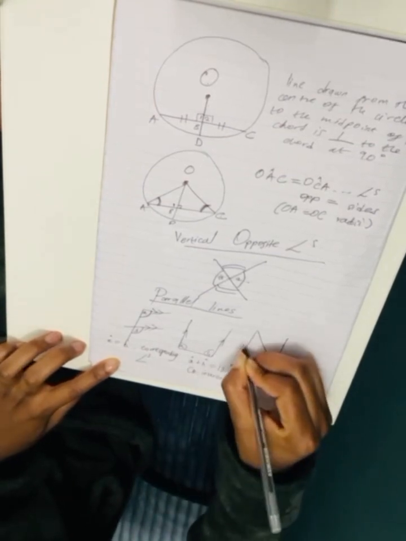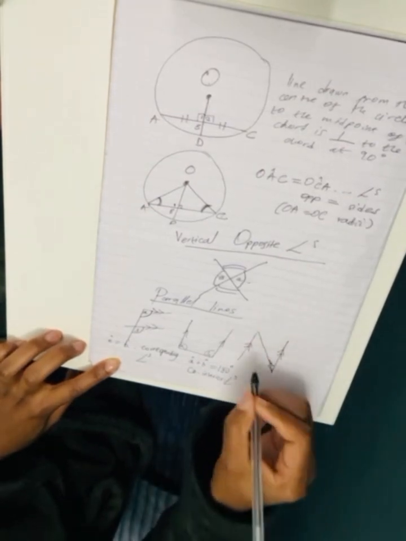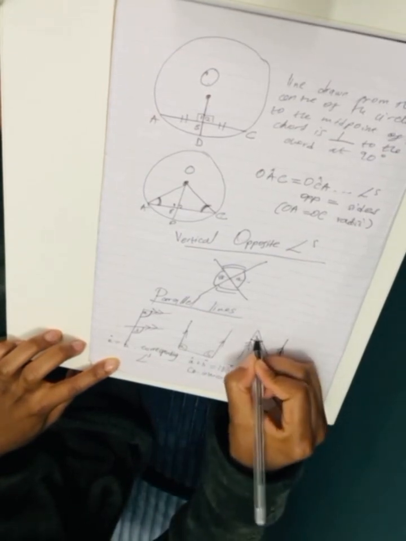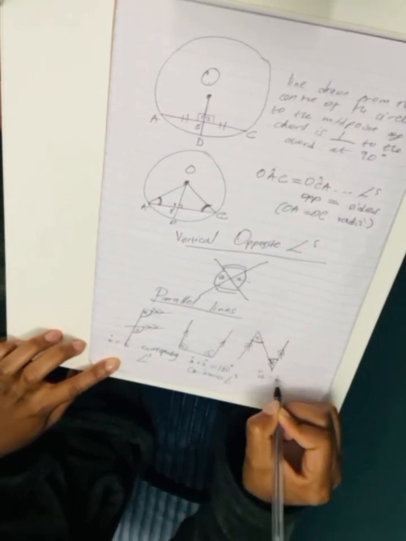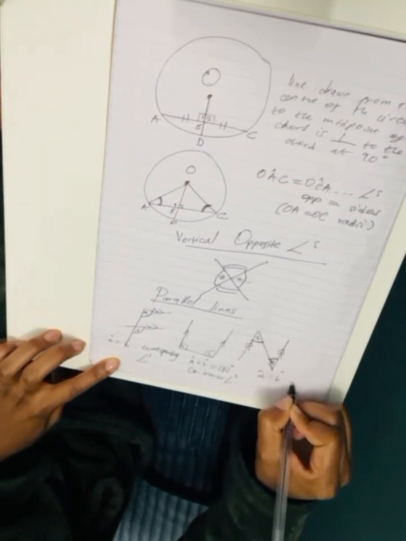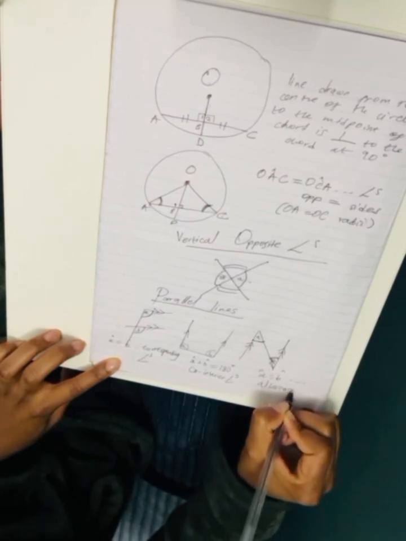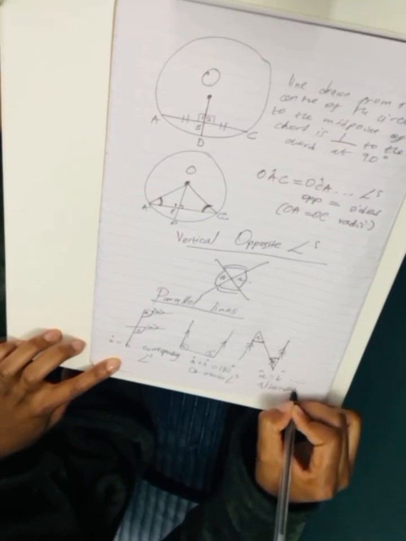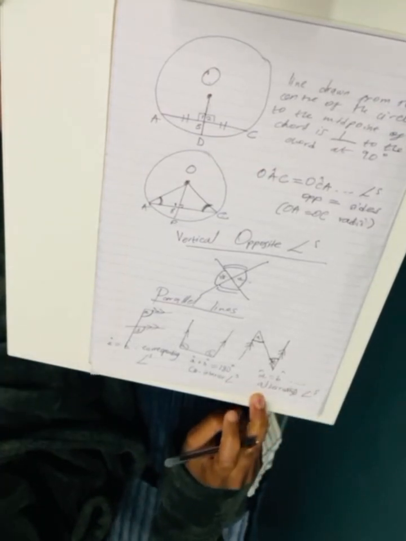So if we have other parallel lines like this, we need to know that this angle here should be the same as this angle. So this is my A, this is my B. Angle A must be equal to angle B because of alternating angles. I'm sorry for the spelling. So this is how it should be.